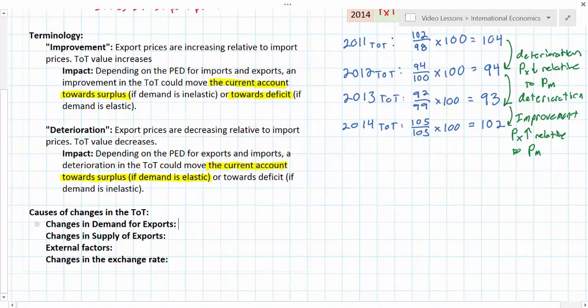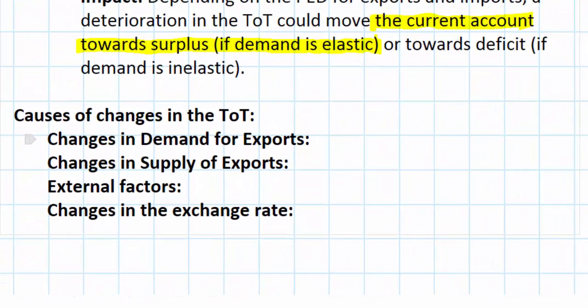This brings us to the final part of today's lesson. We need to talk about some possible reasons for a change in a nation's terms of trade. We're going to outline 4 possible factors here that can cause a nation's terms of trade to either improve or deteriorate. There are many other factors that can cause terms of trade to change, but for the sake of time, we're only going to focus on these 4 in this lesson.